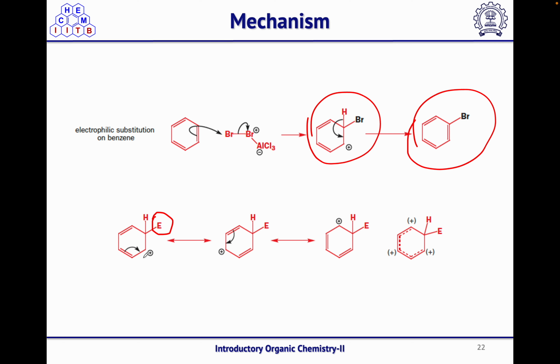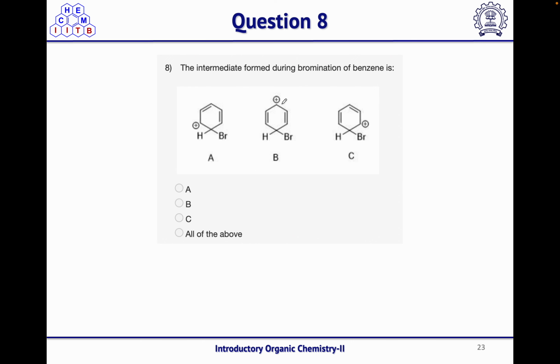So as we can see, there is positive charge at the ortho position, para position, and again the ortho position. So in the intermediate there will be partial positive charge at this ortho position, para position and this ortho position. The options they have given are A, B and C, where in A this is the ortho position, in B this is the para position and in C this is the ortho position. So all these intermediates are forming during the bromination of benzene. So the correct option is all of the above.